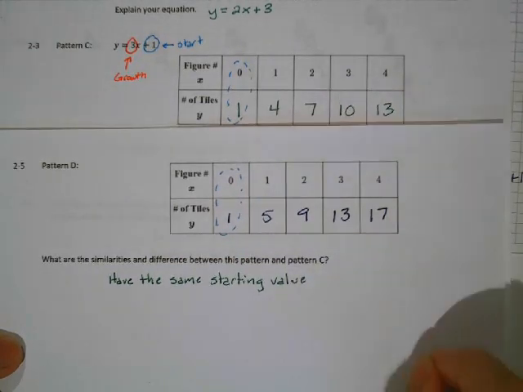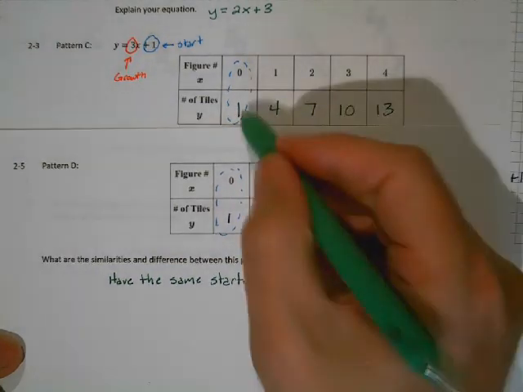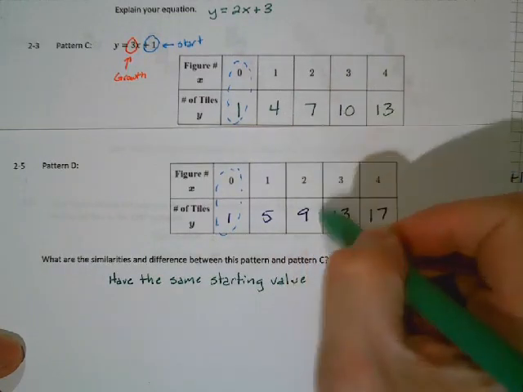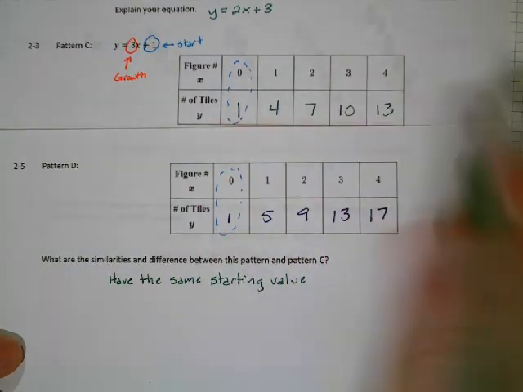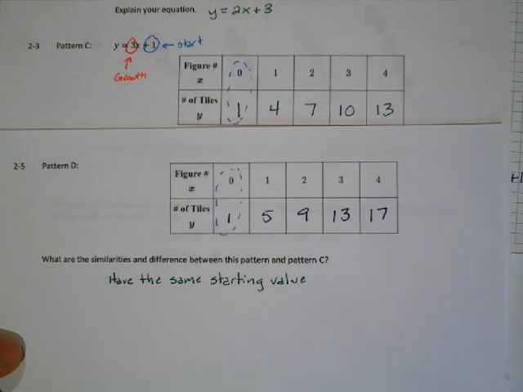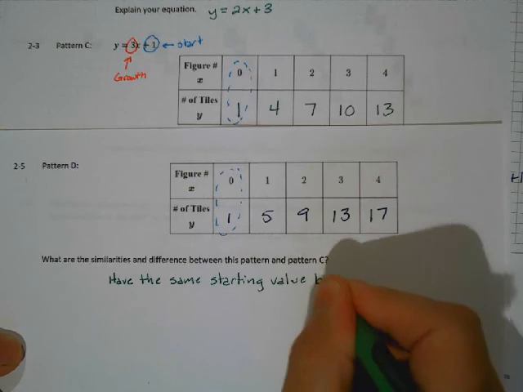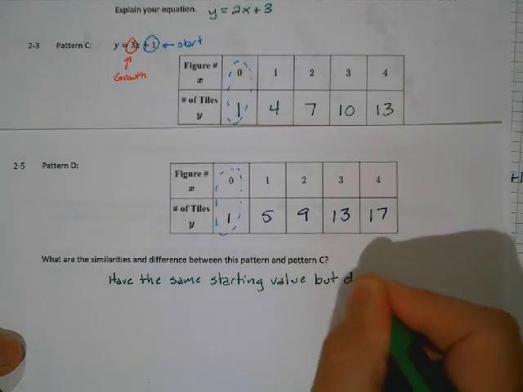All right, so what is different between them? Well, after the first tile, this one is 4, this one's 5, so that's 1 more. This is 2 more, that's 3 more, that's 4 more. It looks like they have different growth rates. So I'm going to say, but different growth rates.